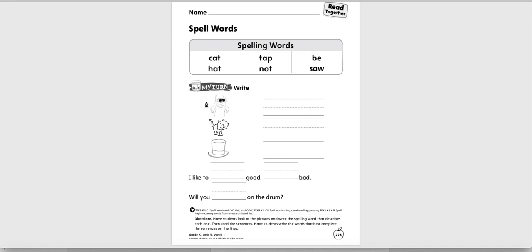Let's look at our pictures. The first one, which of these spelling words matches the picture? Saw. I'm going to go ahead and scratch it up here. Okay, let's look at our next picture. Which of these spelling words matches the picture? Cat.